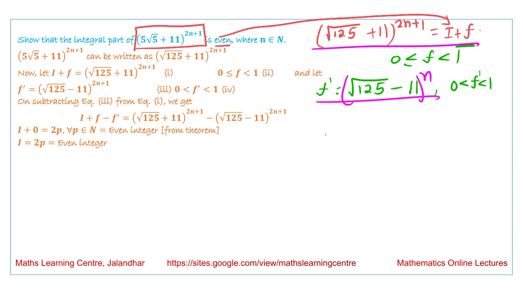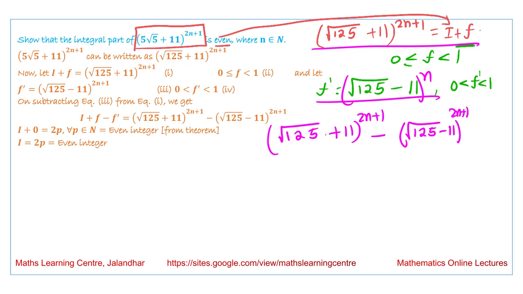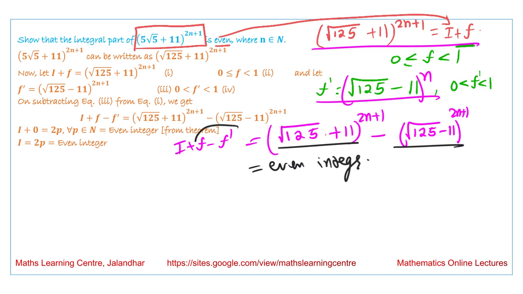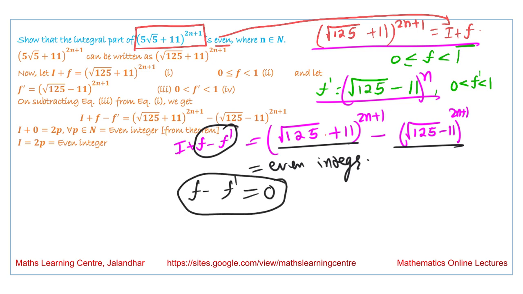Now if we subtract both these equations, we will have square root of 125 plus 11 raised to the power 2n plus 1 minus square root of 125 minus 11 raised to the power 2n plus 1. We have this equal to I plus f minus f dash. Again, if we expand these terms, we will get the final answer is an even integer, and in this case the value of f minus f dash will be equal to 0. So what we obtain is that I is an even integer, and this is what we had to prove.